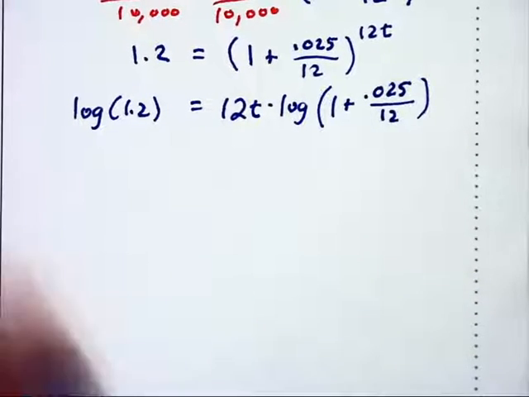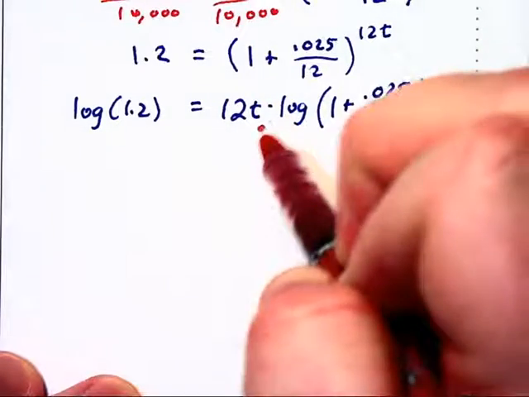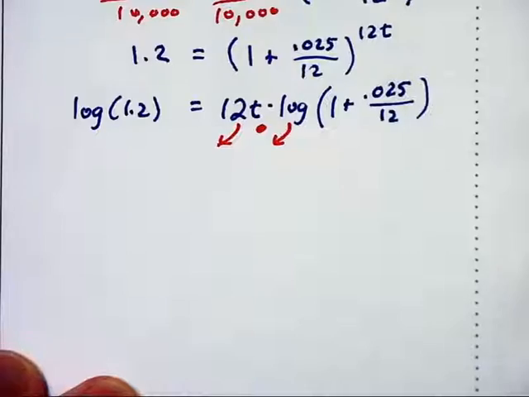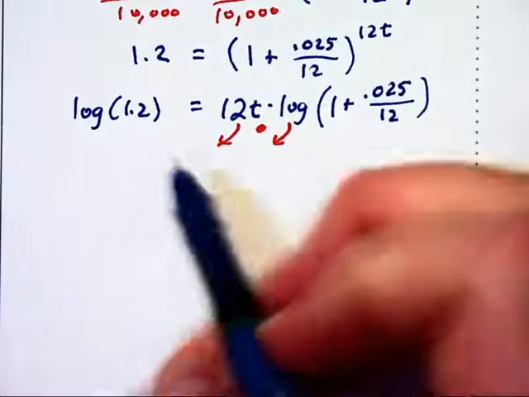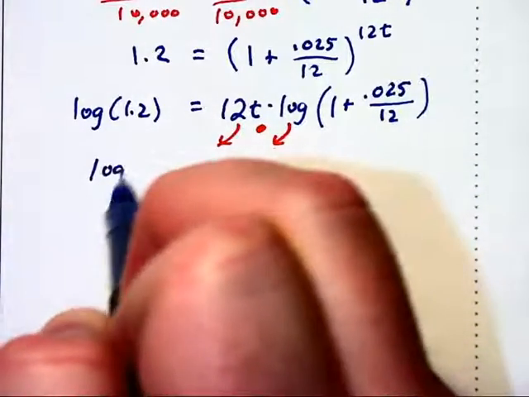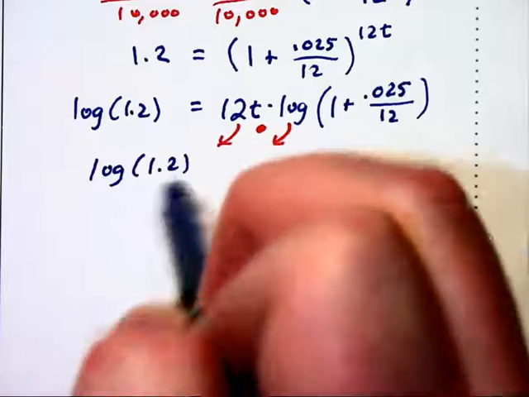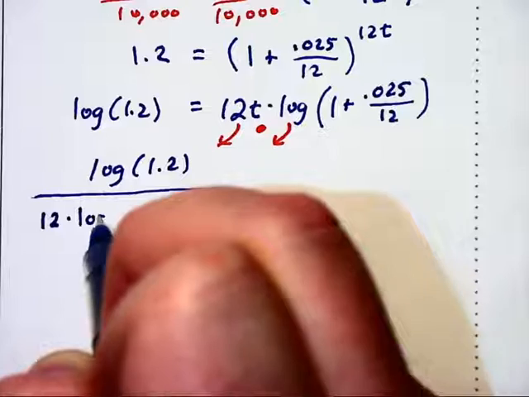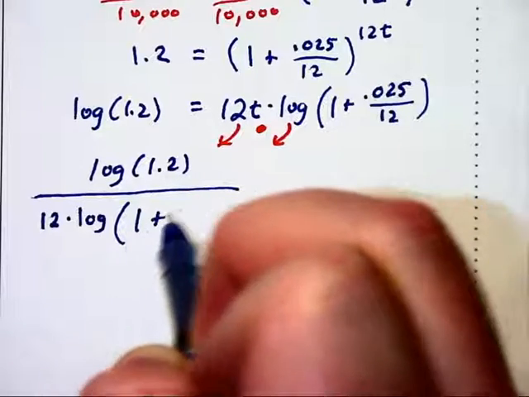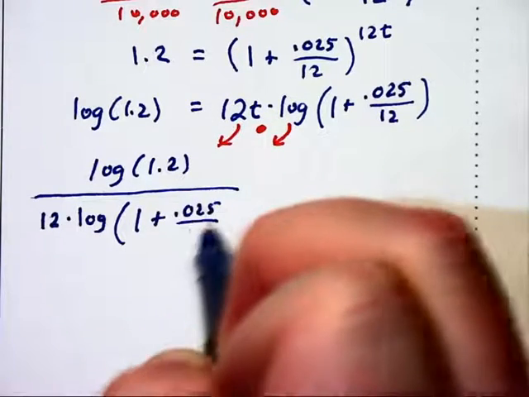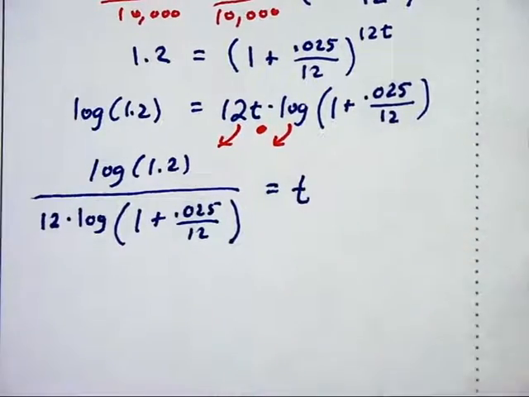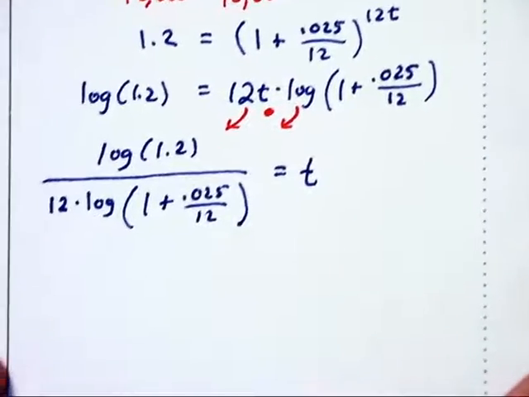We look at where we're at. We have the t on the right. We want the 12 to be divided off as well as the logarithm to be divided off. And that means the left side will become the log of 1.2 divided by 12 times the log of 1 plus 0.025 over 12, close parentheses. That will equal t. That will be our exact value.